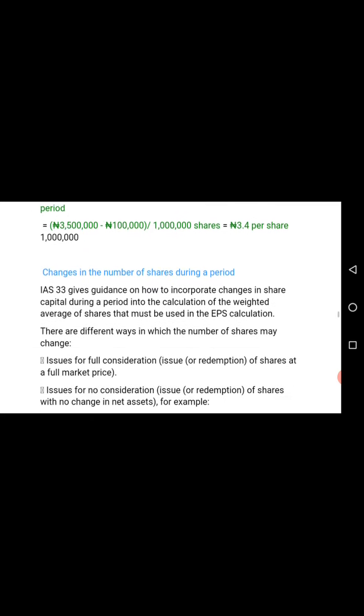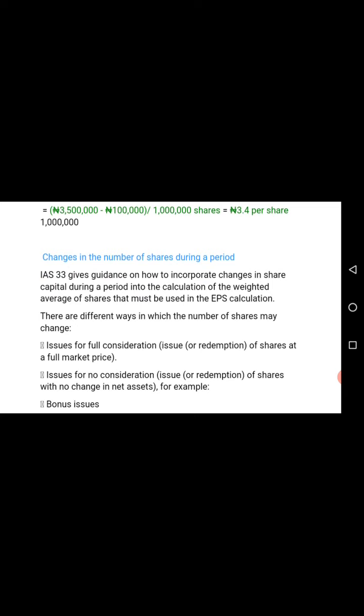Here we have different ways in which the number of shares may change, as companies can issue shares. We have issue for full consideration.